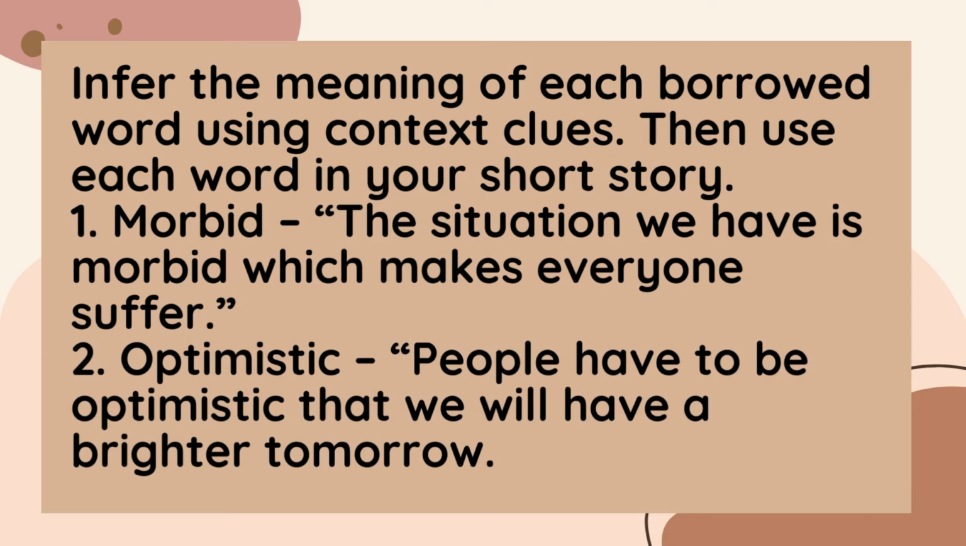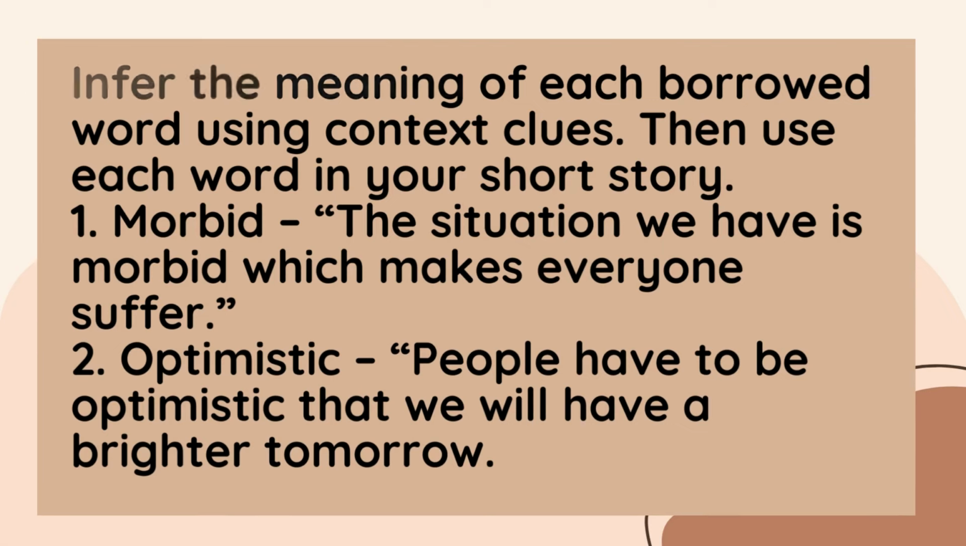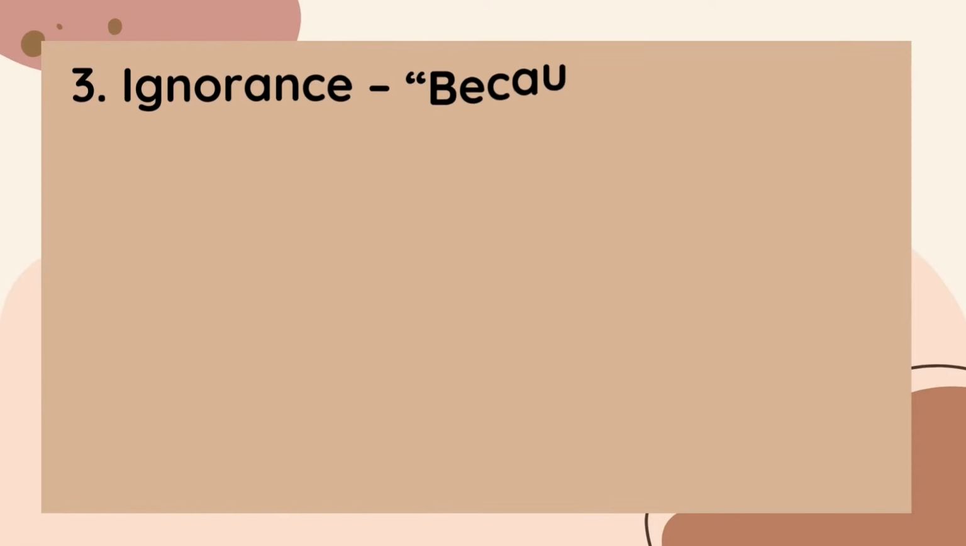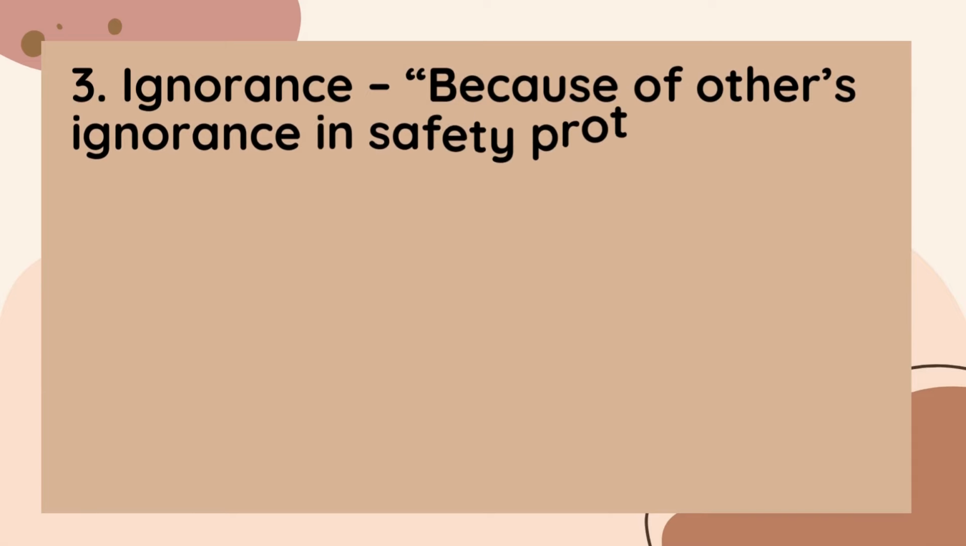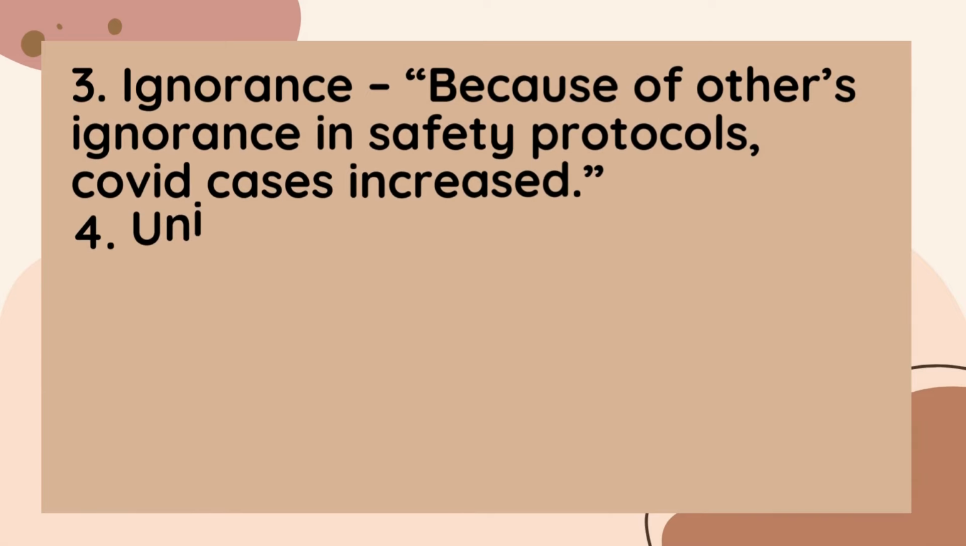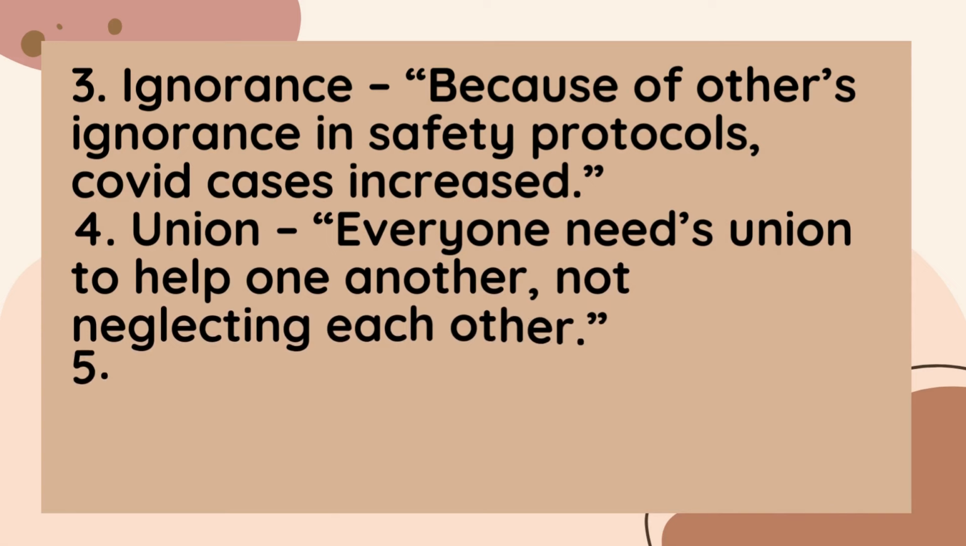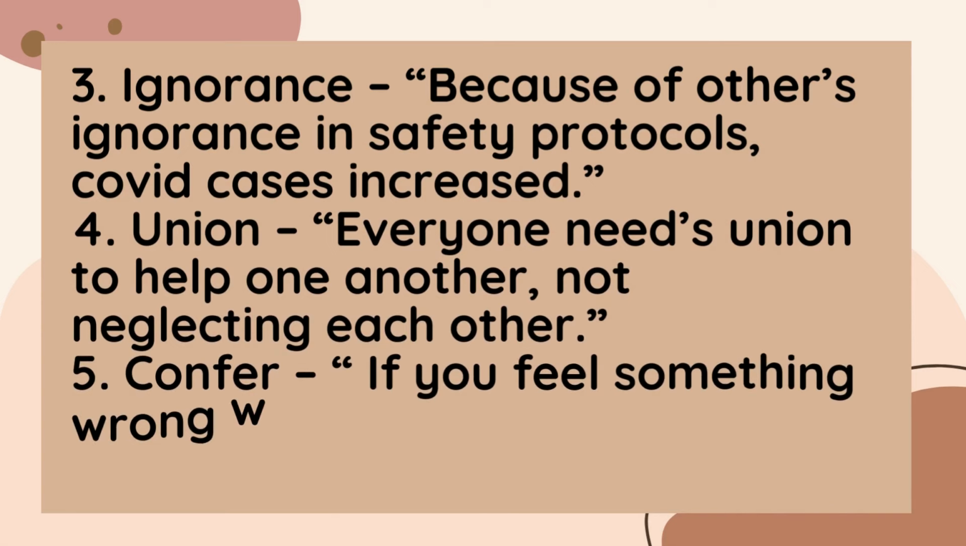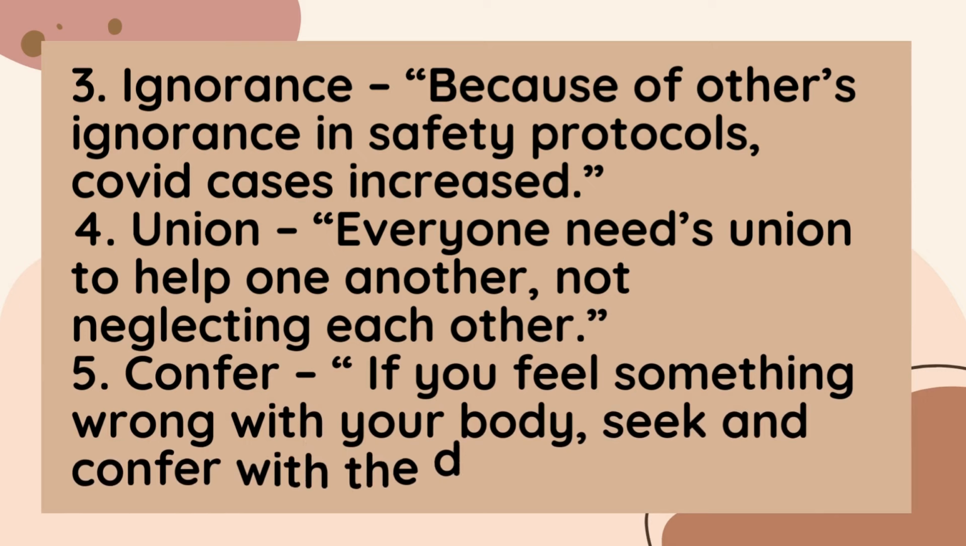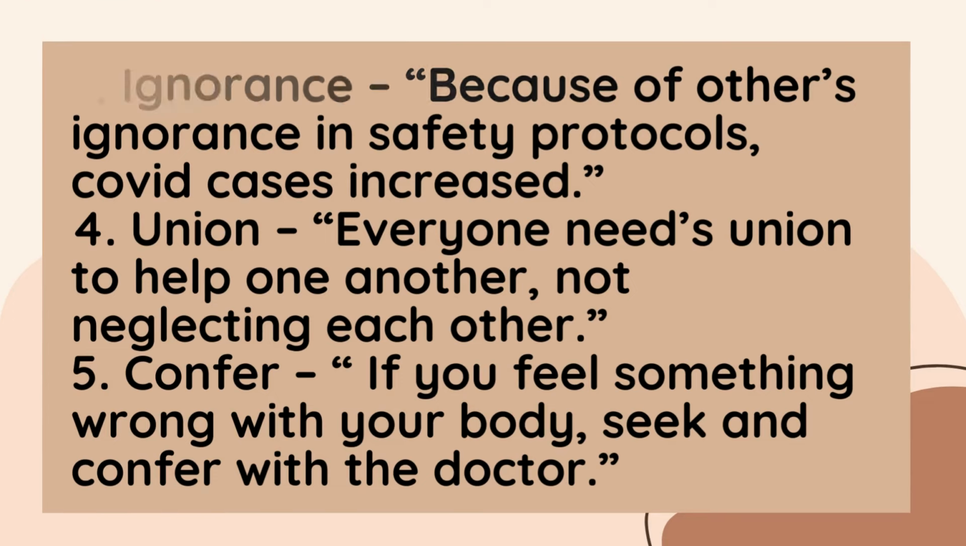Number 2, optimistic. People have to be optimistic that we will have a brighter tomorrow. Number 3, ignorance. Because of others' ignorance in safety protocols, COVID cases increased. Number 4, union. Everyone needs union to help one another, not neglecting each other. And number 5, confer. If you feel something wrong with your body, seek and confer with the doctor.